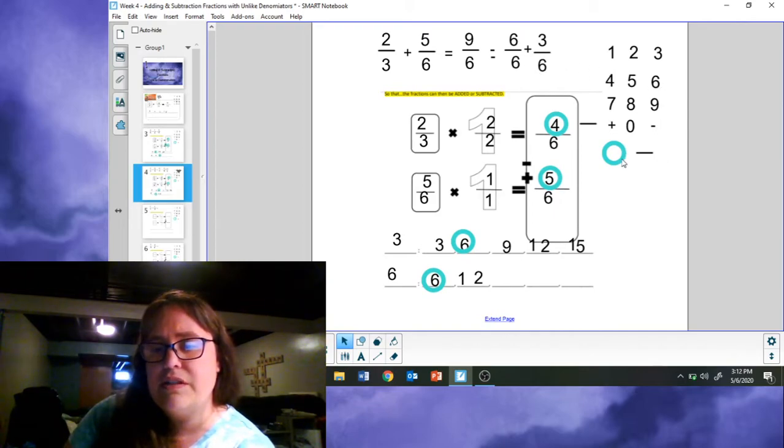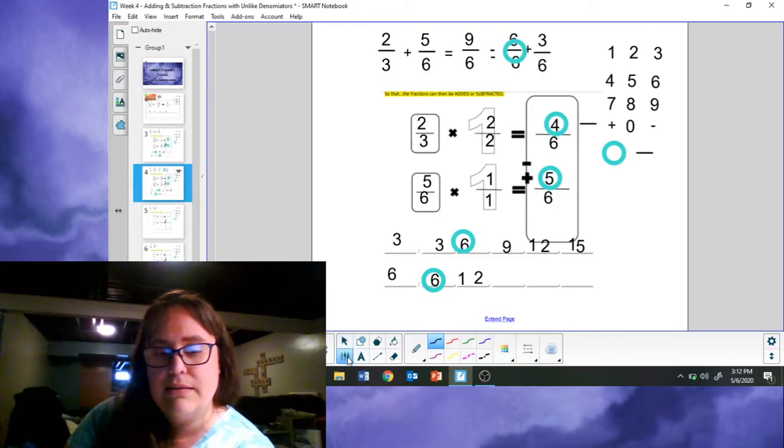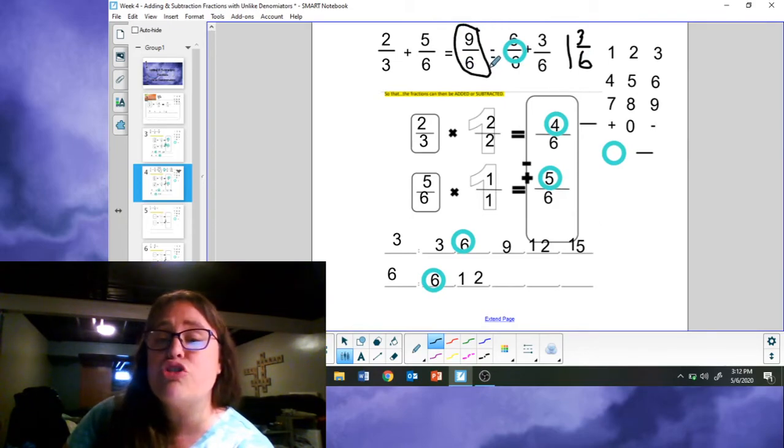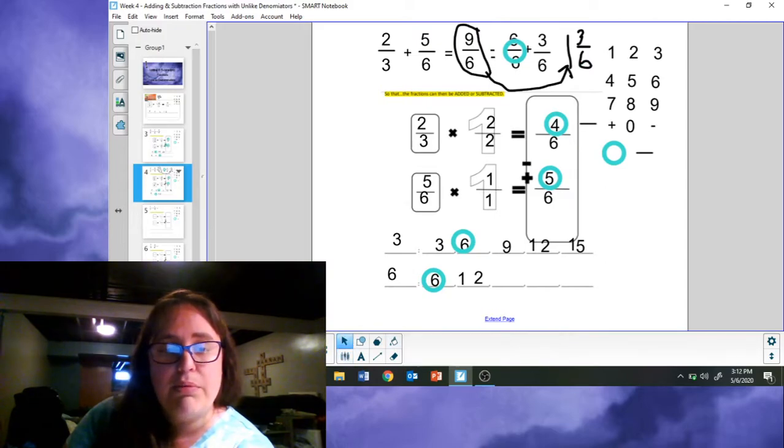Okay, so this is my 1 whole right here. So 9/6 is the same as 1 whole and 3/6. You will come up with some of those problems this week. You can leave them as an improper fraction, but because we spent so much incredible time on that in the classroom, I'd really like you to challenge yourself to turn those into a mixed number for me, please.